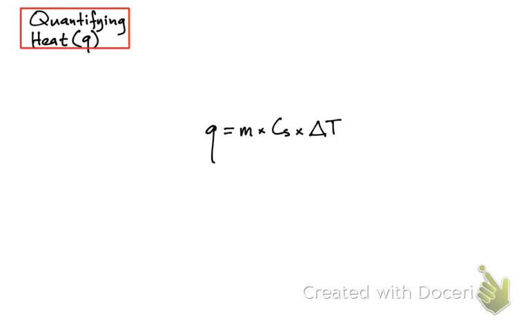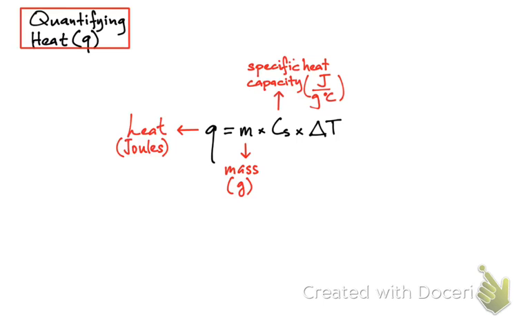So how do we quantify this heat that's being absorbed or released by the system? We can calculate this amount of energy using this equation shown here. Q is the symbol for heat and has the unit joules. M is the mass in grams. And CS is the specific heat capacity, or just specific heat, in joules per gram degrees Celsius. And finally, delta T is the change in temperature measured in degrees Celsius.